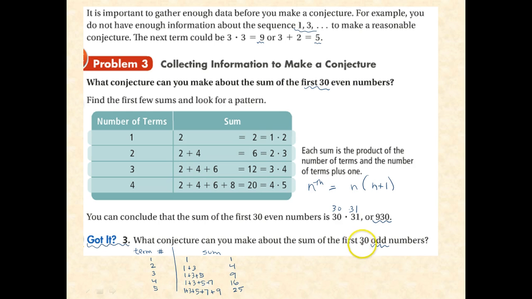So we're just taking the term number and squaring it. So the sum of the first 30 odd numbers would be 30 squared, and that is 900.